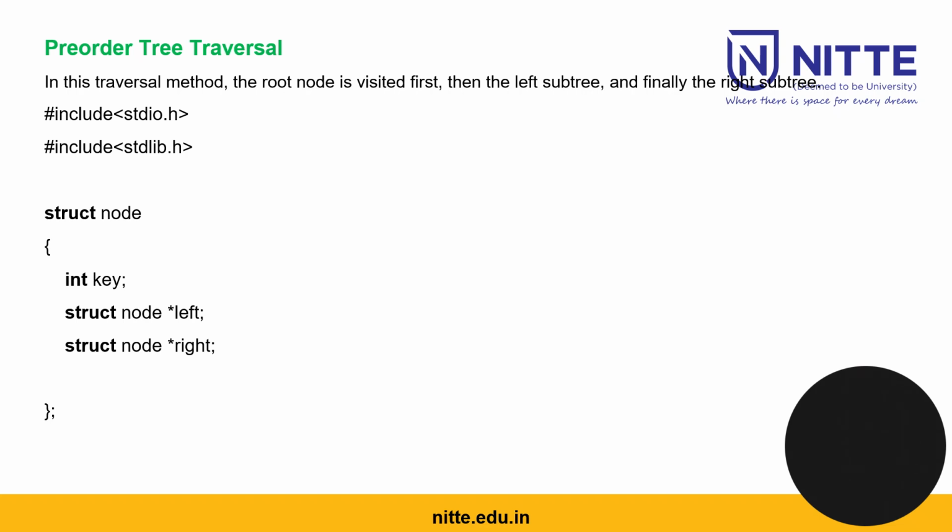Now we will see the pre-order traversal. In the pre-order traversal, first the root will be visited, then the left subtree will be visited, and the right subtree will be visited at the last. So this is the pre-order tree traversal. For that I will write #include <stdio.h> and #include <stdlib.h>. Then I will declare the node structure using the struct keyword: struct node with int key, struct node *left and struct node *right. We already know this.